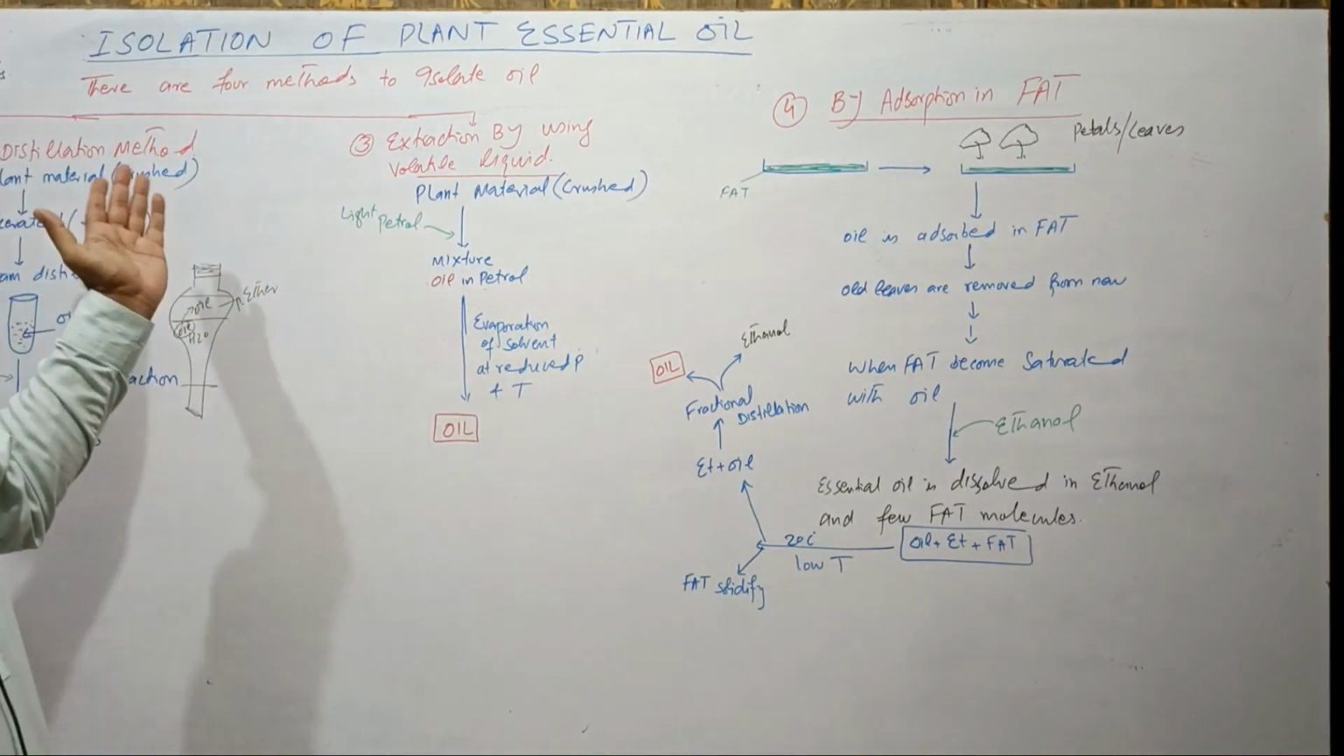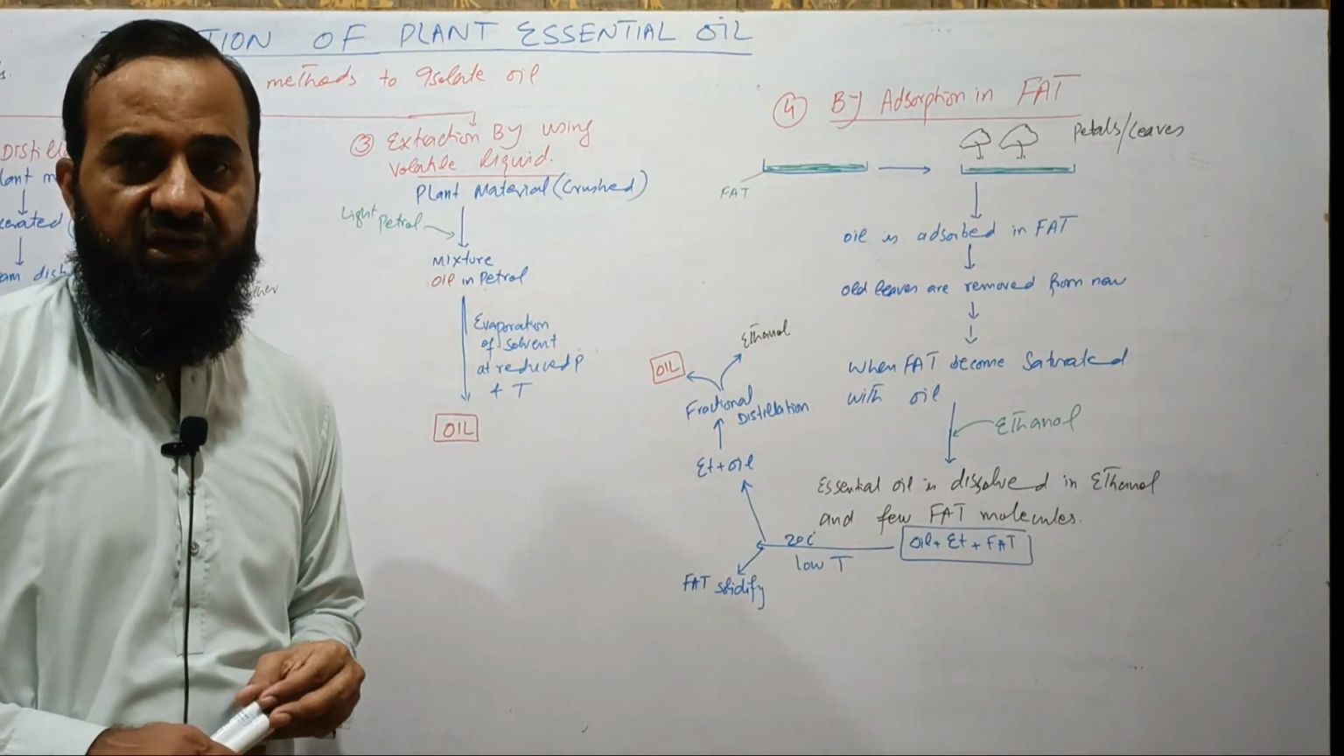So these are the 4 methods to isolate essential oil from plant material.